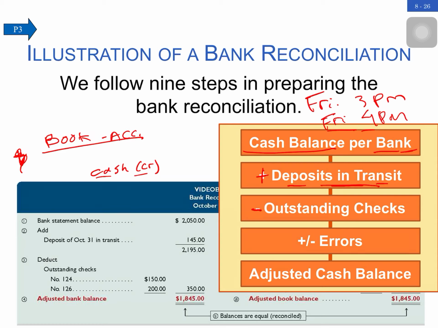So you write minus outstanding checks. And then if there are any errors, plus or minus, at the end you get the adjusted cash balance. So I'm going to continue to the next slide after this.